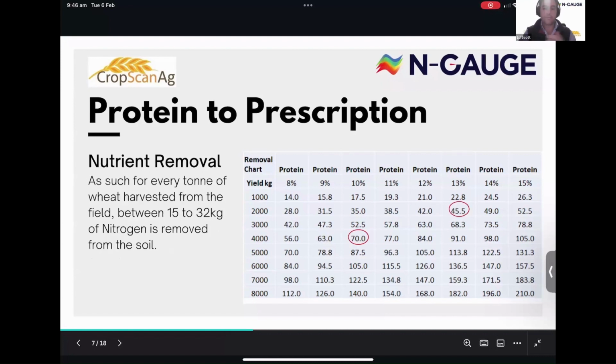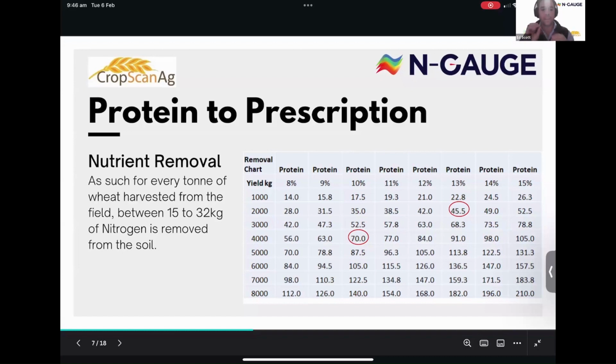For example, if we had two areas in a field, and for argument's sake we've put out 100 kilos of nitrogen on this site, we might have a 2-ton area going 13% that has only directly removed 45.5 kilos of nitrogen, where the 4-ton area with a lower protein at 10% might have removed 70 kilos of nitrogen. From an efficiency base, the 4-ton area is running at 70% efficiency versus 45% efficiency in the higher protein, lower yielding zone.